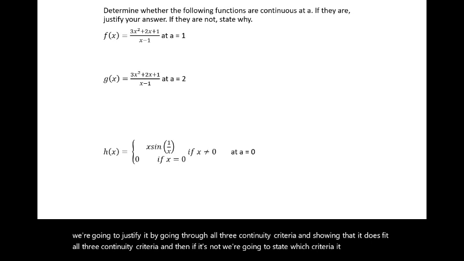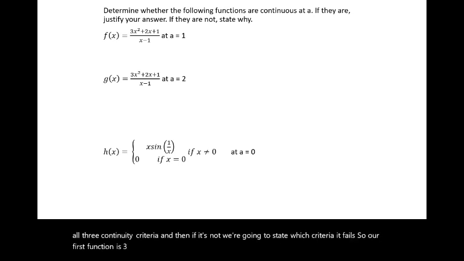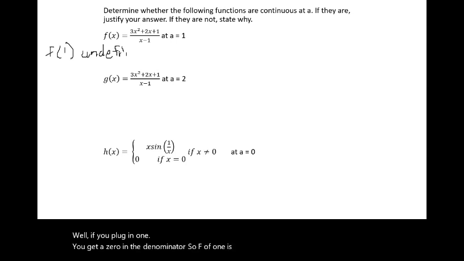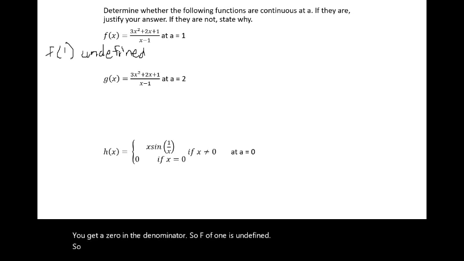So our first function is 3x squared plus 2x plus 1 over x minus 1. And then we're looking at the point 1. So let's start with f of 1. Well, if you plug in 1, you get a 0 in the denominator, so f of 1 is undefined. So because f of 1 is undefined, it's automatically a point of discontinuity, so it is not continuous at x equals 1.